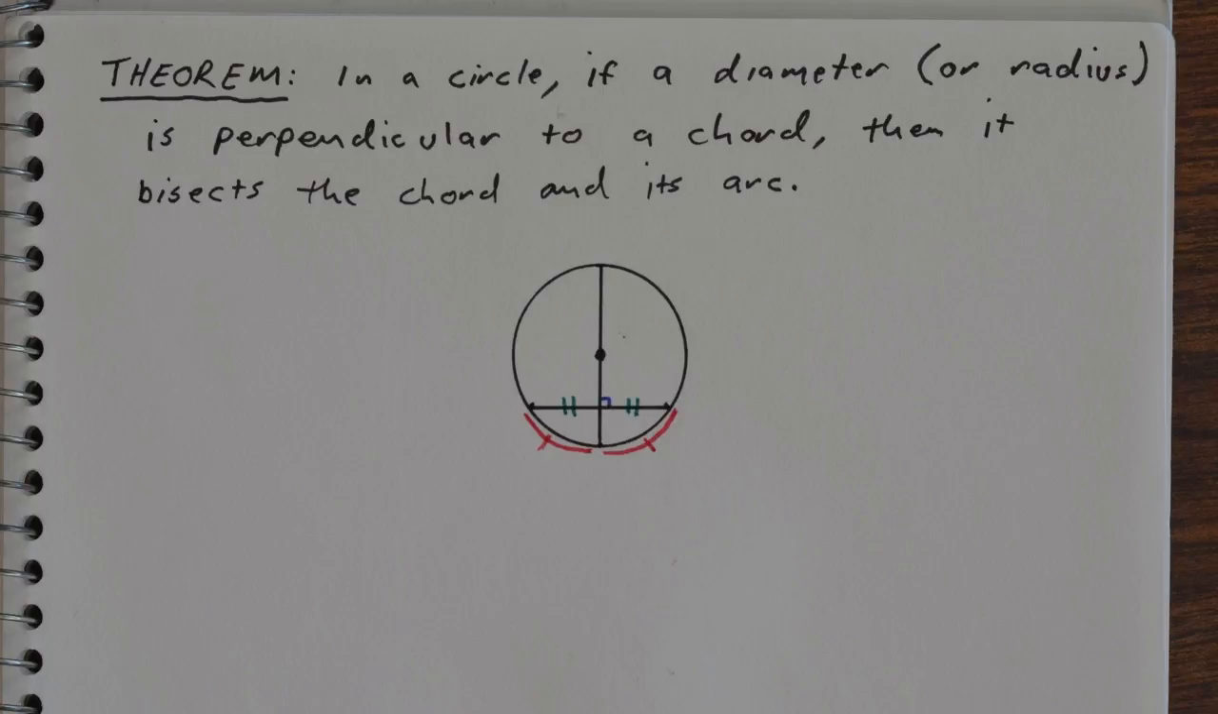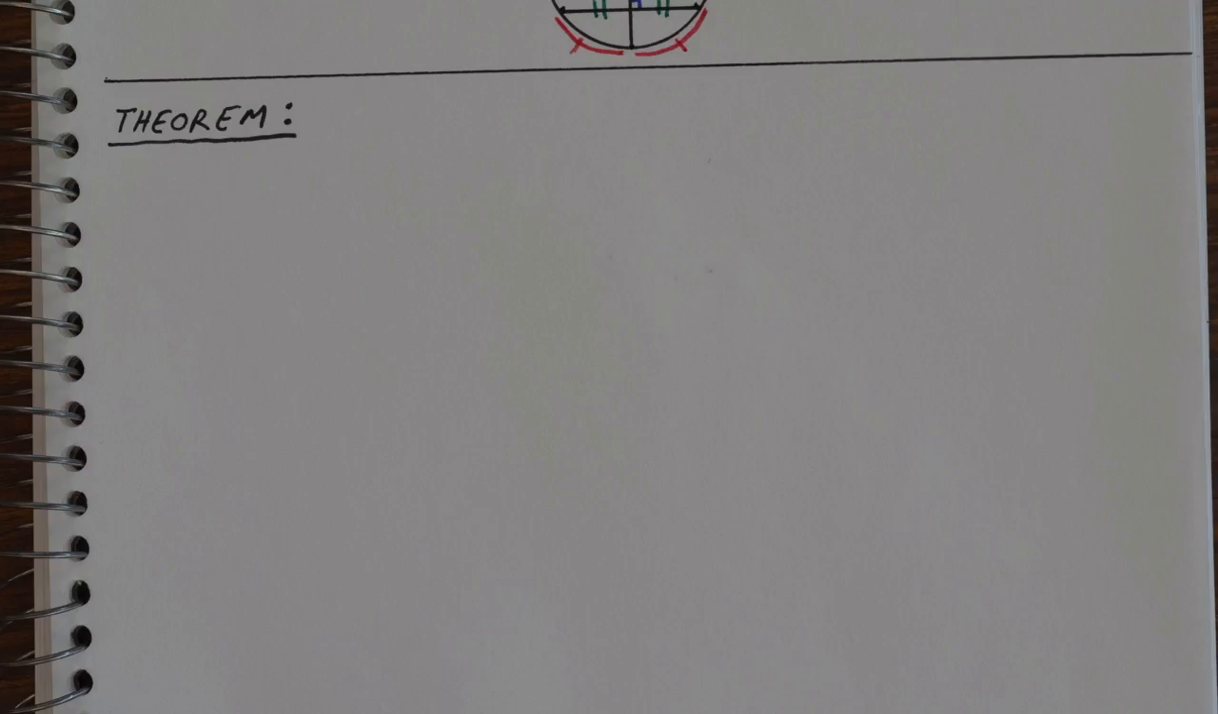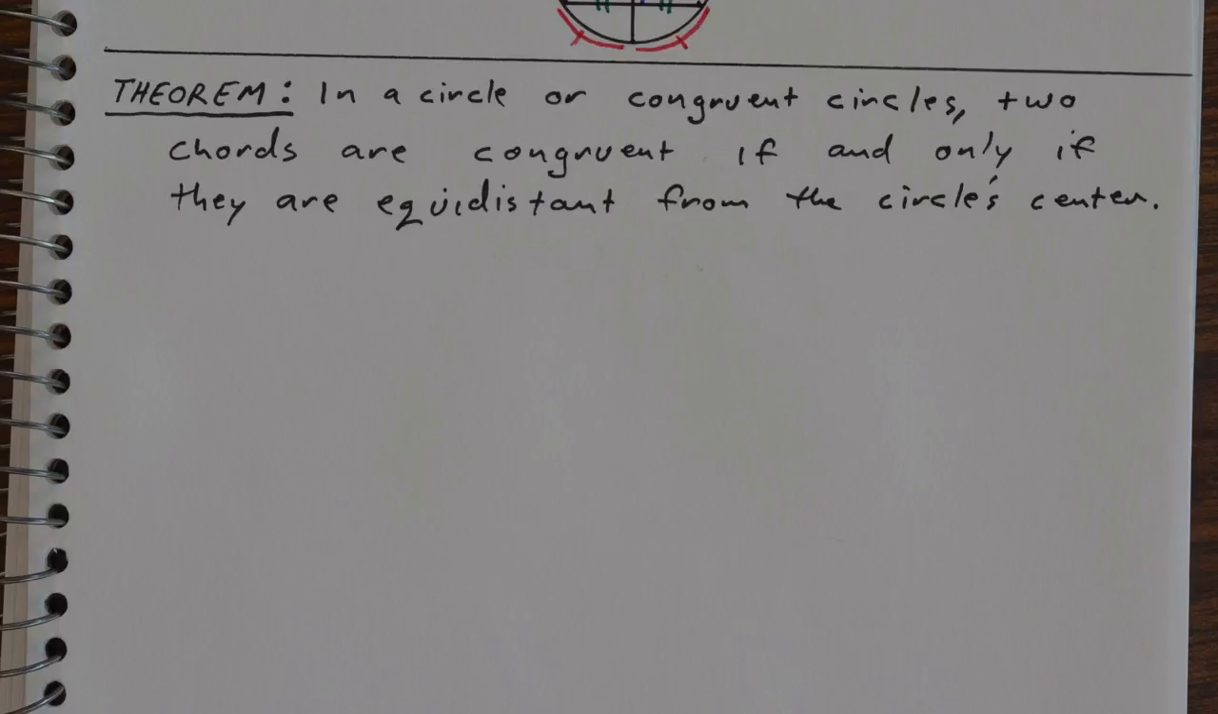We have one last theorem. Last theorem states, in a circle or in congruent circles, two chords are congruent if and only if they're equidistant from the circle's center. Oh my.